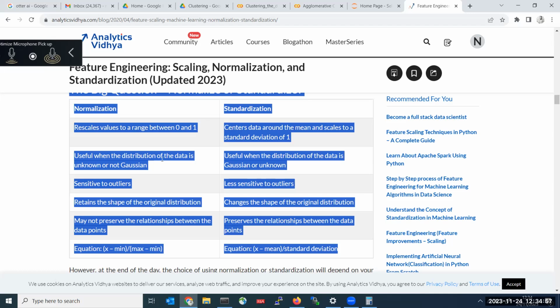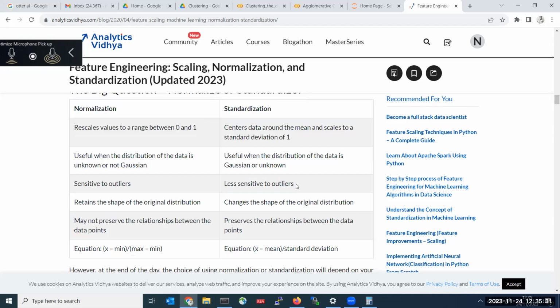Normalization is useful when the distribution of the data is unknown or not Gaussian. Standardization is useful when the distribution of the data is Gaussian or unknown. So if the data is Gaussian distribution, we can use standardization. If the data is not Gaussian, we can use normalization. Normalization is sensitive to outliers, so it can't handle outliers. But the standardization technique can at least handle some of the outliers due to its formula of x minus mean divided by standard deviation. This is the important point we need to remember.